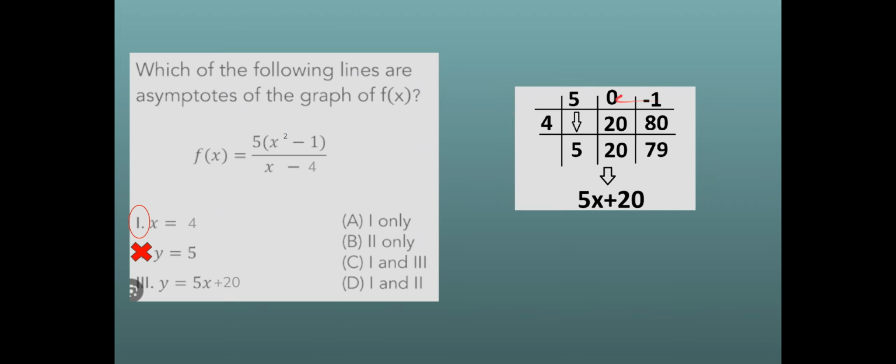Now we have to see if y equals 5x plus 20 is right. So all you have to really do is just divide. Bring down the 5, 4 times 5 is 20, 0 plus 20 is 20, and you basically have your answer. You don't really need to do the remainder. So 5x plus 20, 5x plus 20. And your answer is just C.